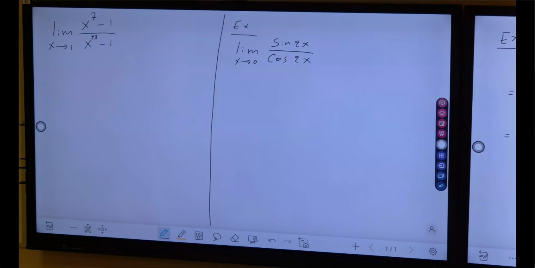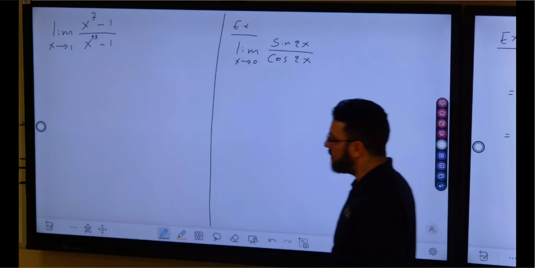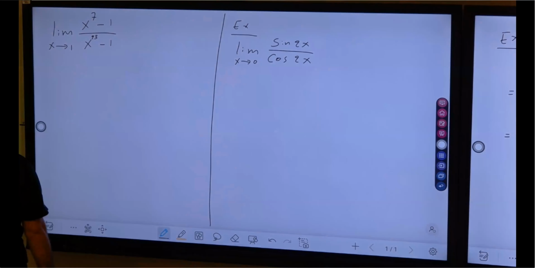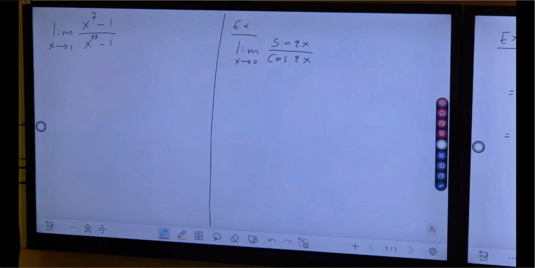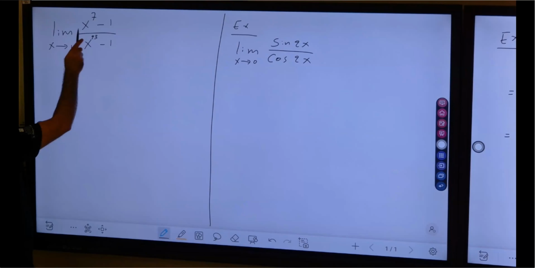How are we gonna find the limit? How are we gonna find the limit without using the rule? Divide by the highest exponent? It's not to the infinity. You can divide by the highest exponents only if you have infinity. So with this one, you have to simplify. You have to factor this one, and you have to factor this one. How are you gonna factor this one?